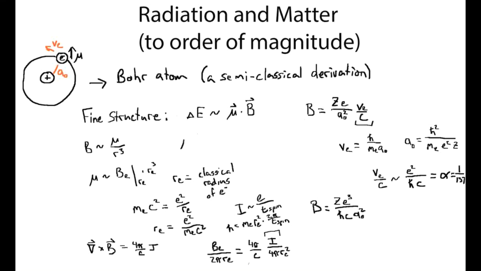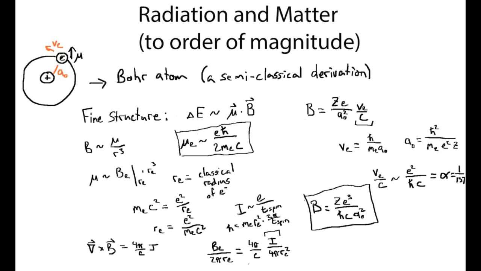We'll plug that all back in and you end up with the magnetic moment of the electron being e h bar over 2 times the mass of the electron times c. So we have the magnetic moment of the electron here, and we have the magnetic field that arises from the electric field here seen through the lens of a moving frame of reference.